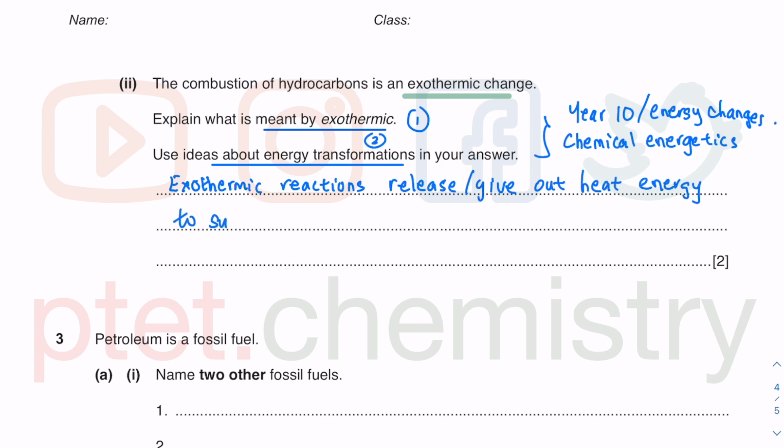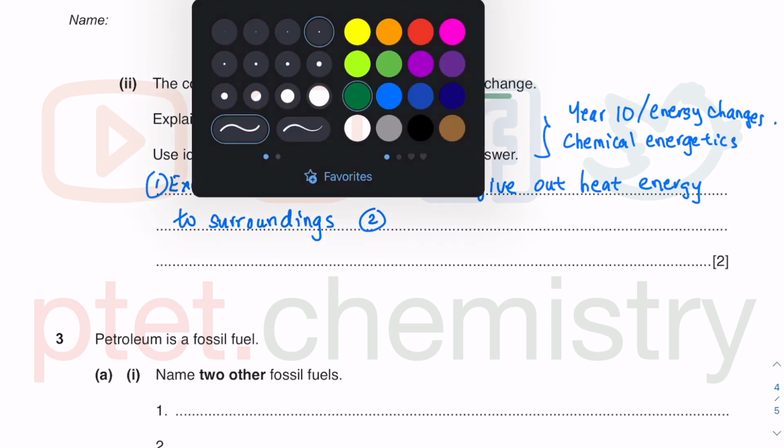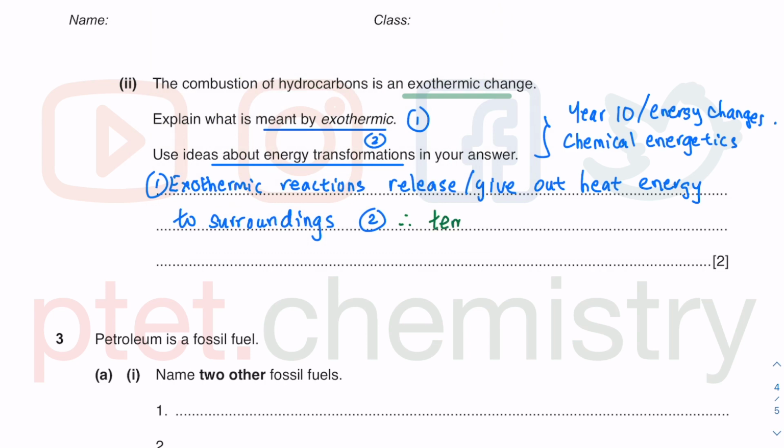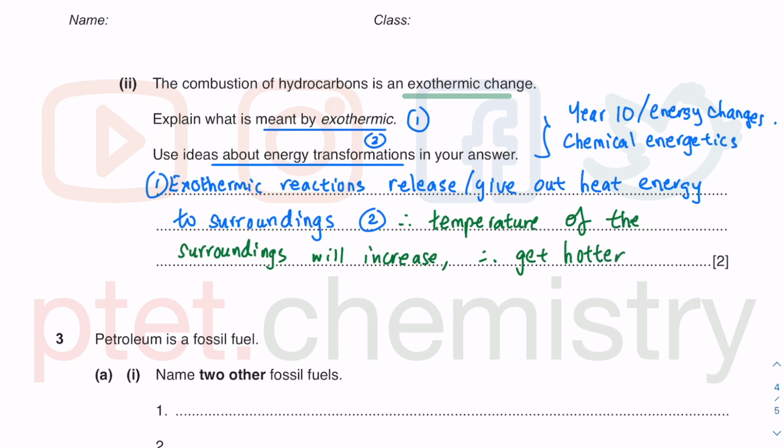And you will see the definition is worth 2 marks because, as stated in the combined science energy changes topic, what happens when you give out heat energy to the surroundings? Therefore, it causes the temperature of the surroundings to get hotter because the surroundings receive the heat energy. So the temperature of the surroundings would increase, it will get hotter. It's the opposite for an endothermic reaction.